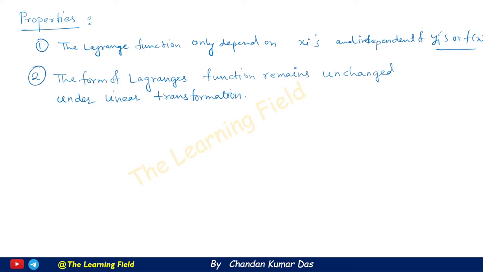Now the next one, number three: the sum of Lagrange's functions is equal to 1. That means the summation of Li(x), i equal to 0 to n, is equal to 1. This is number three. So, we discussed three properties. Now we come to the error in the interpolating polynomial. This is very important.